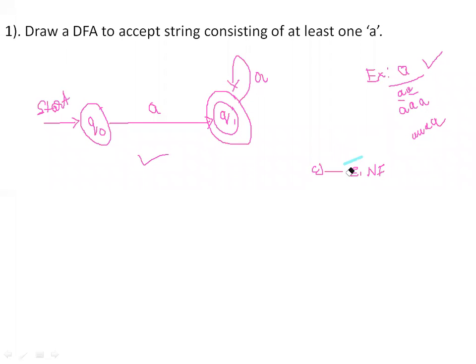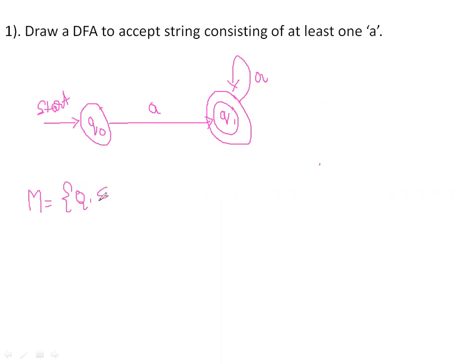Clear? Okay, fine. So this is the skeleton we can draw for this particular question. Apart from this, we need to write the machine. M will be equal to q comma sigma comma delta comma q naught comma f. These are the components of the DFA, and these components should be identified exactly from this skeleton.